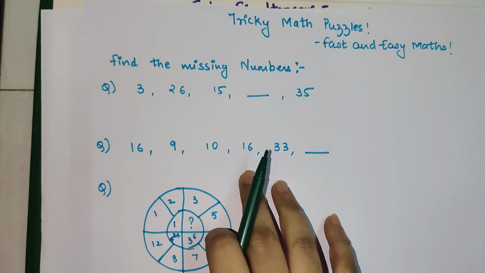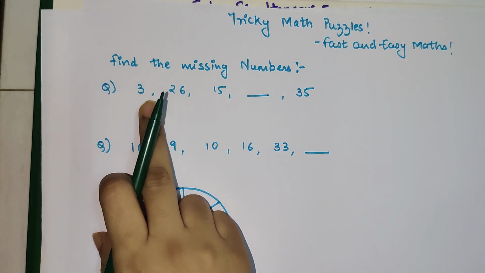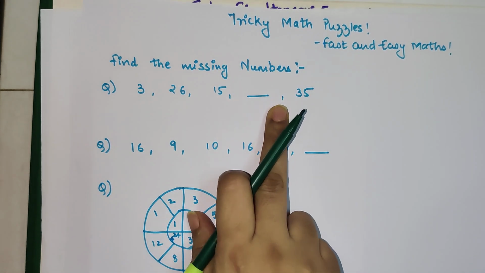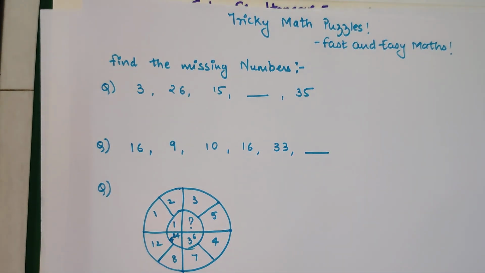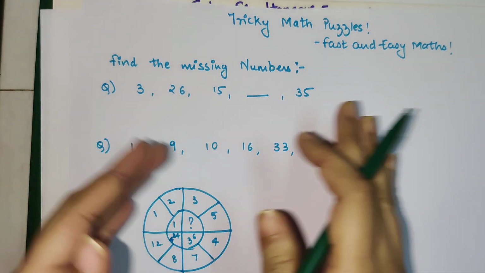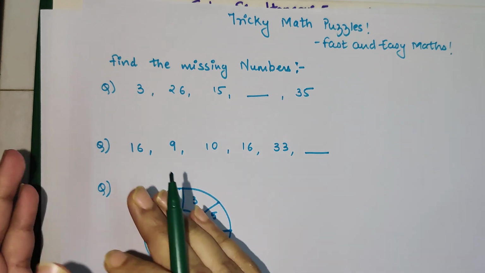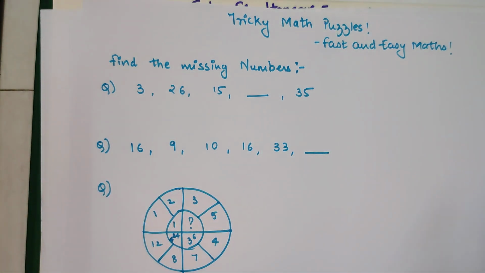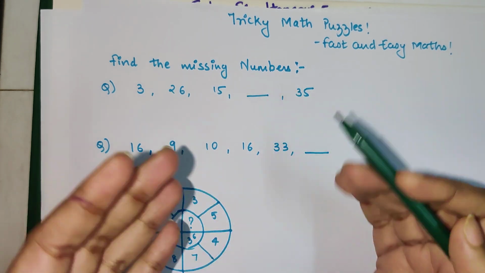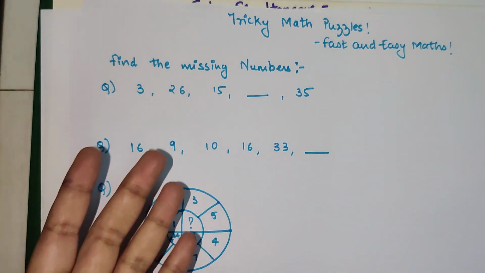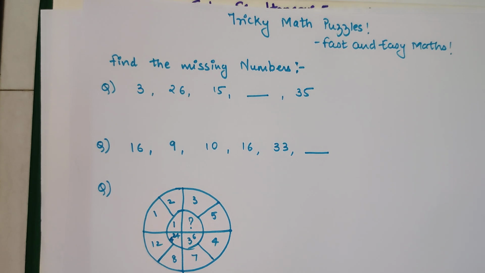So the first question is 3, 26, 15, then there is a dash, and then there is 35. Now these are the kind of series which are normally very confusing for everyone, because it's not completely an ascending or descending order. It is first increasing, then decreasing, and then again increasing, and we need to find a number in such a way that we don't know whether it will be increasing or decreasing. So let's look at what we should be doing for this one.